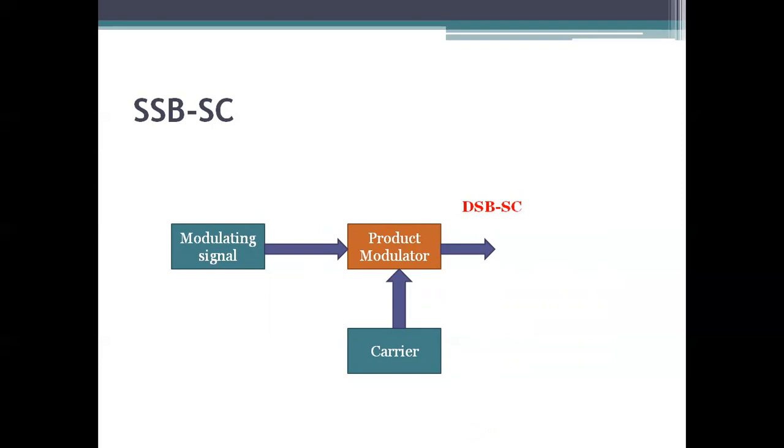but does not contain the carrier, and then that particular signal is given to the band pass filter, which has a cutoff frequency, and based on that cutoff frequency, either the upper sideband or the lower sideband, we are getting SSB. A band pass filter is a filter which passes the signal in a desired range of frequency. So here the cutoff frequency is selected as either the upper sideband frequency or the lower sideband frequency, and based on the choice of band pass filter, we are getting SSB-SC. It can be either the upper sideband or the lower sideband.